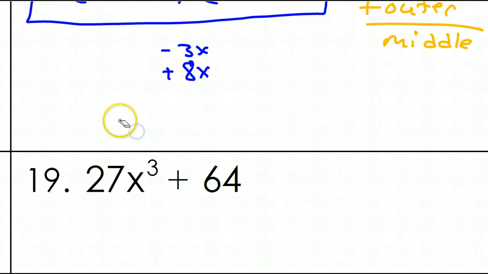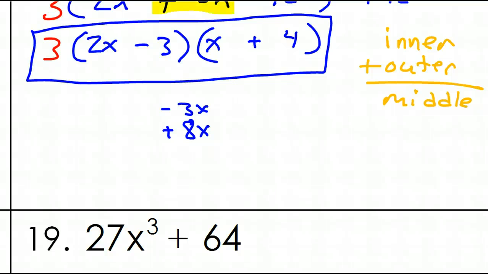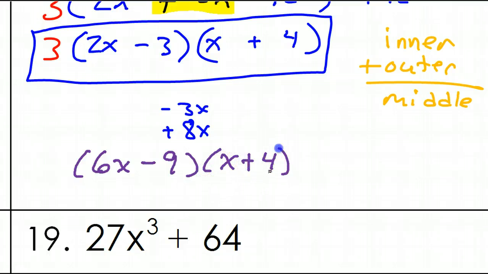The other answer that you might have gotten if you didn't pull out the 3 in the beginning is you might have gotten 6x minus 9. And you can probably see where I'm getting this from. If I took this 3 and I did the distributive property, I would get this. So maybe you had 6x minus 9 and x plus 4. If you got this, it's not that you're wrong, it's that you're not finished. And again, the problem is right here. You have a common factor. You have to pull it out.